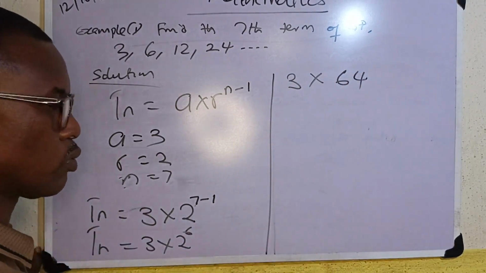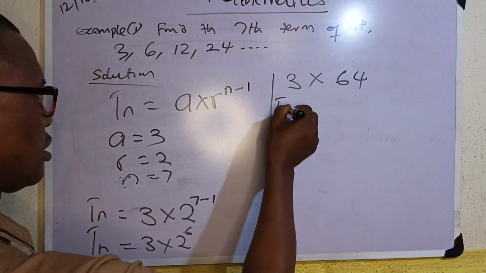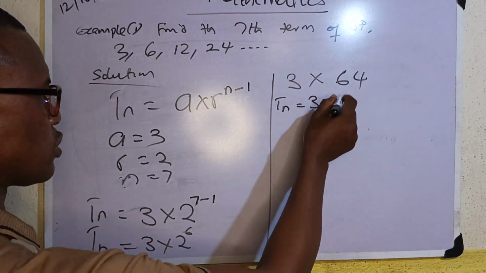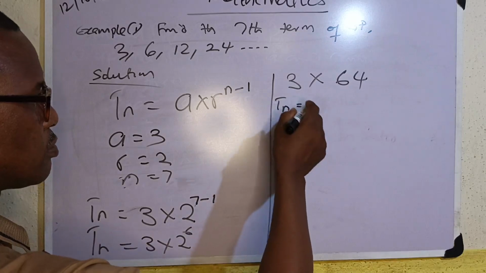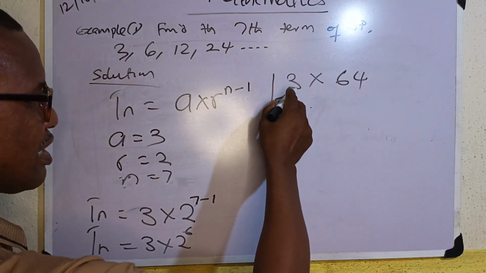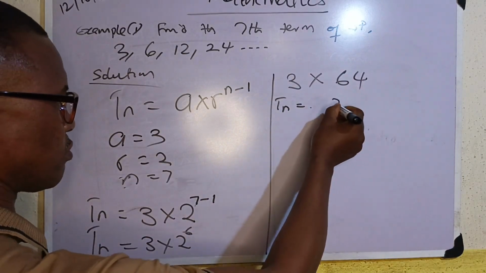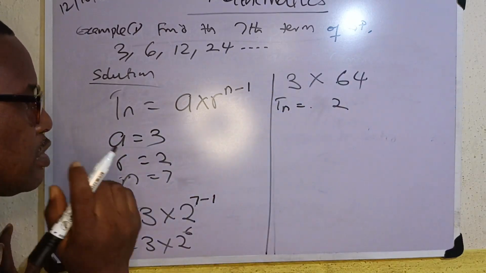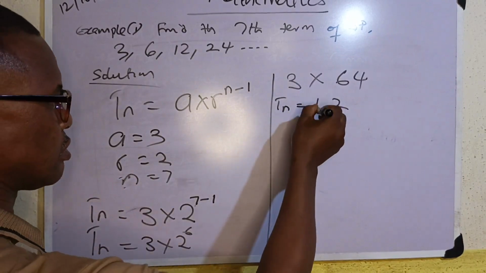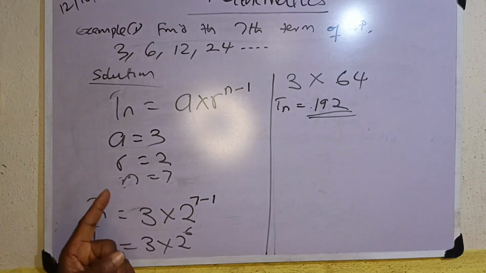That's 2 multiplied by itself 6 times, which is 64. So now our Tn is equal to 3 times 64. 3 times 4 is 12. 3 times 6 is 18, plus 1 is 19. That gives 192. So this 192 is our 7th term of the series.